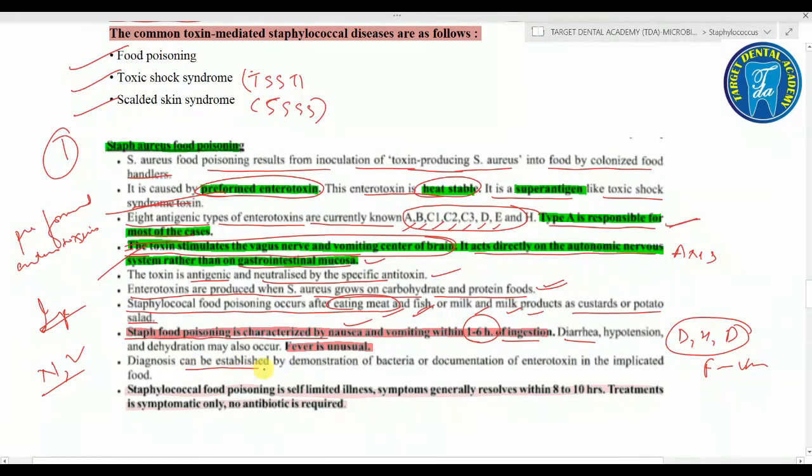Diagnosis can be established by the demonstration of the bacteria and documentation of the enterotoxin. Staphylococcal food poisoning is a self-limited illness. Symptoms generally resolve within 8 to 10 hours. Treatment is symptomatic. No antibiotic is required.